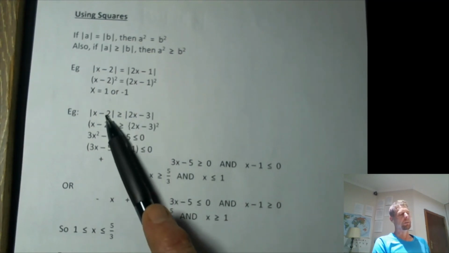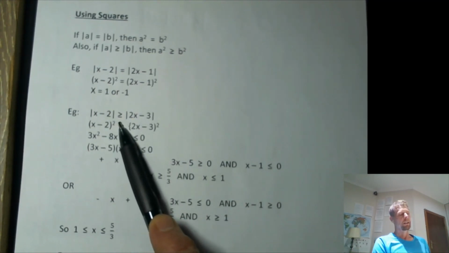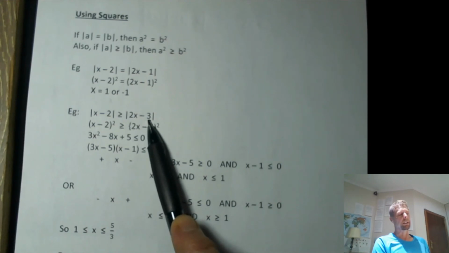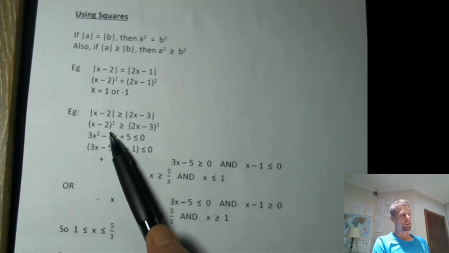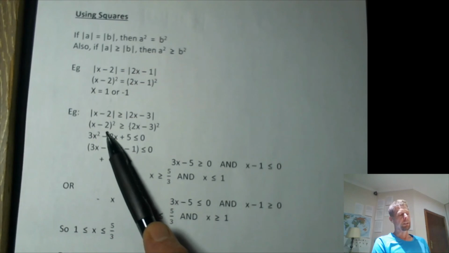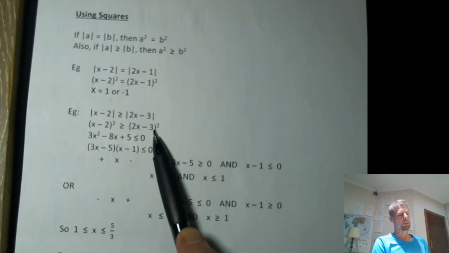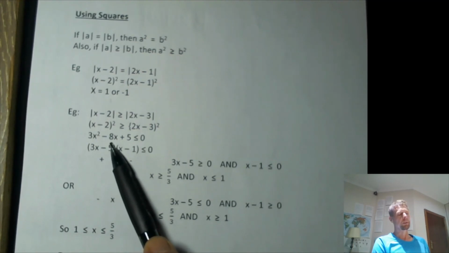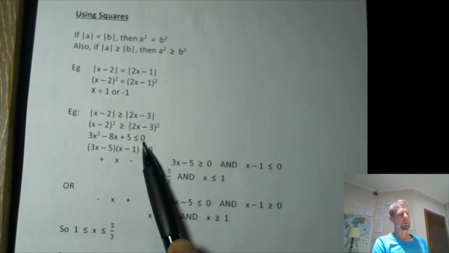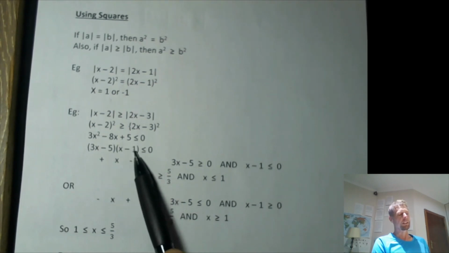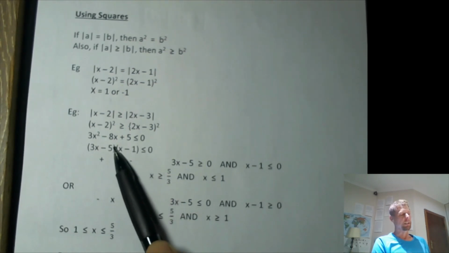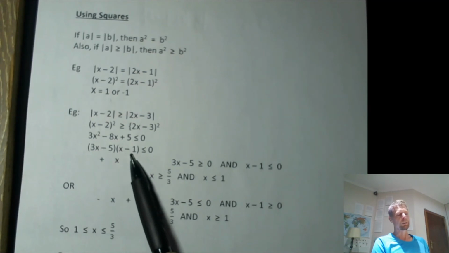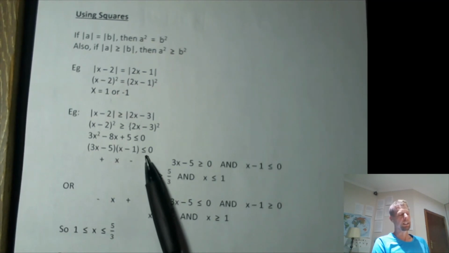And here's another example where you have mod x minus 2 is greater than or equal to mod 2x minus 3. That means if I square this side, it will also be greater than if I square that side, since both of them are positive. And so you get x minus 2 squared is greater than or equal to 2x minus 3 squared, and it follows then that you end up with a quadratic 3x squared minus 8x plus 5 is smaller than or equal to 0, and from there we can factorize it. Okay, this does not mean that x is equal to 5 over 3 or x equals 1, because it's an inequality. Just be careful of that.